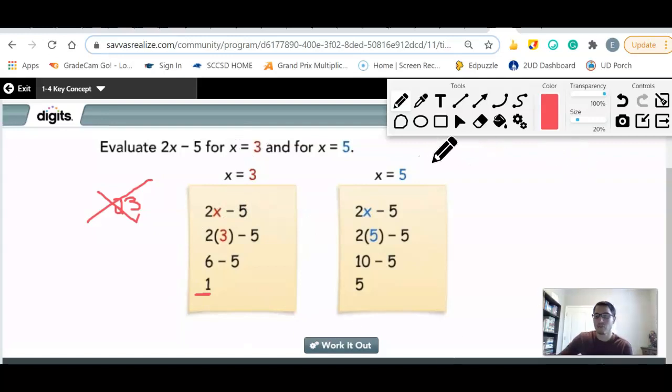The second one, remember, a variable can represent any number. So here we did 3. Now we're going to solve when x equals 5. So 2x minus 5. This is not 25. It's 2 times 5 minus 5. Order of operations, multiplication first. 2 times 5 is 10. 10 minus 5 gives you the answer of 5. Again, take this time to write both of these in your guided notes.